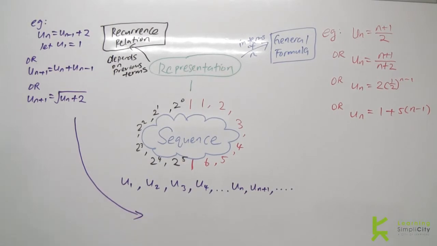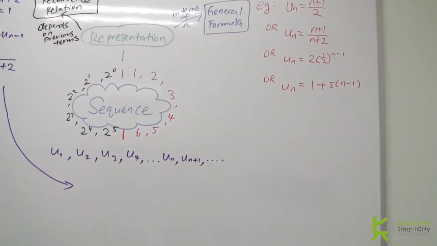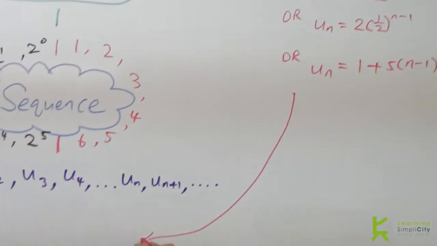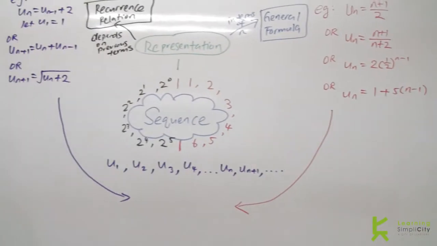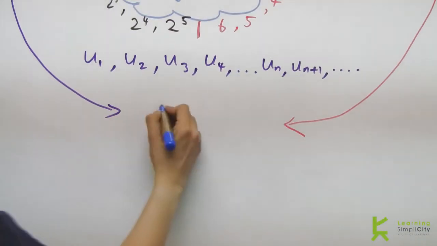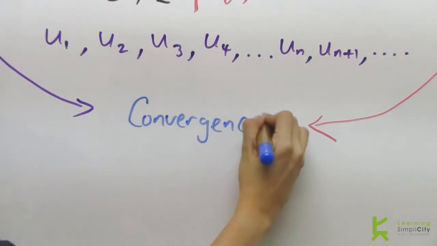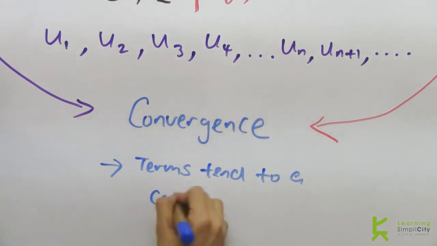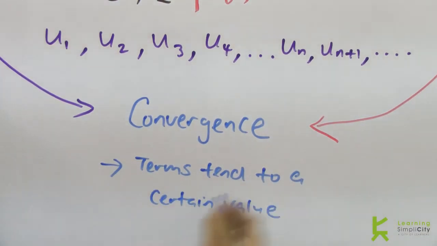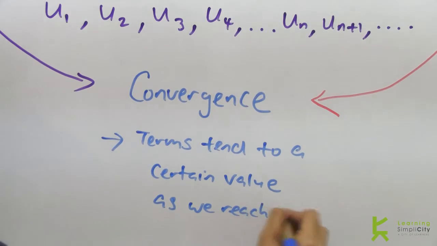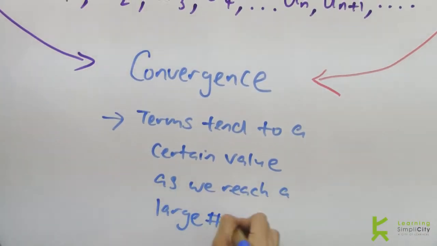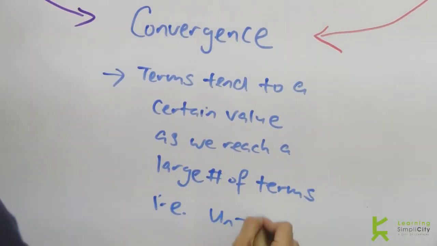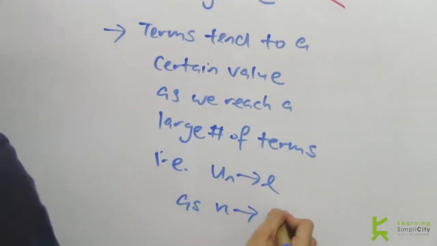Next we come to convergent sequences. This is the last section of this video series. Essentially, a convergent sequence means that the terms of the sequence tend to a certain real number as the term number increases. I would say, as n tends to infinity, un will tend to L. Otherwise, the sequence is known to be a divergent one. In short, terms tend to a certain value as we reach a large number of terms. I would say un tends to a constant value L as n tends to infinity.